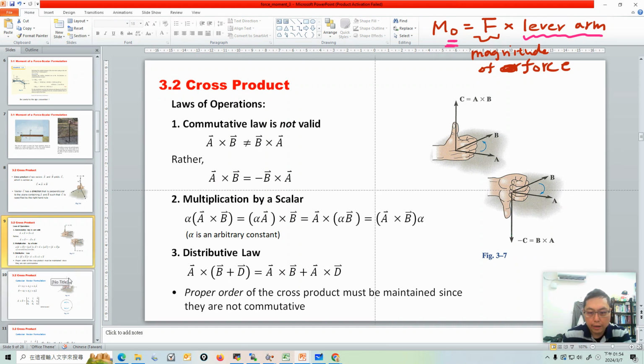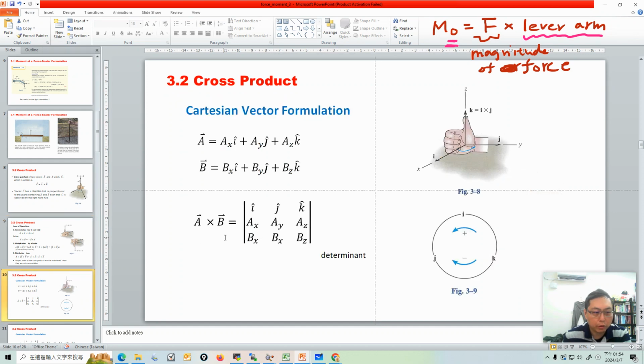So when doing a cross product calculation, what is the result? Suppose we have an A vector and a B vector, and we express these two vectors in Cartesian coordinates, as Cartesian vectors. A is Ax i plus Ay j plus Az k, where Ax, Ay, Az are the components. i, j, k are the unit vectors of the x-axis, y-axis, and z-axis. And Bx, By, Bz are the components of the B vector.